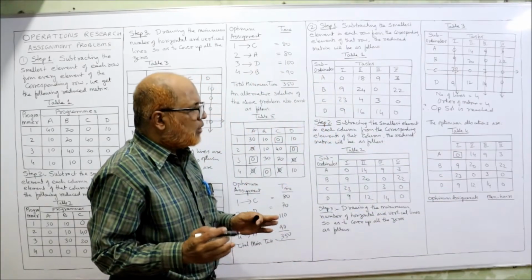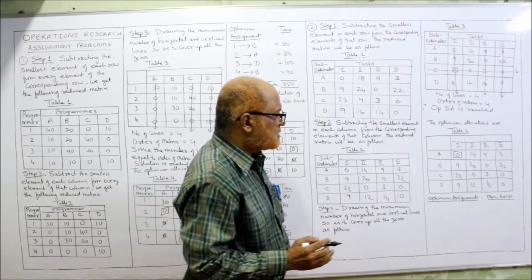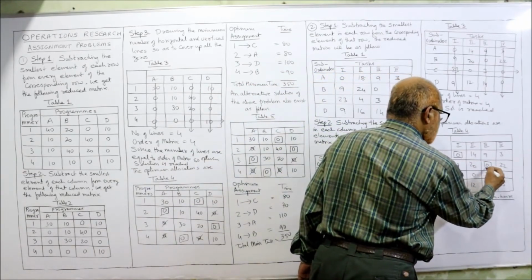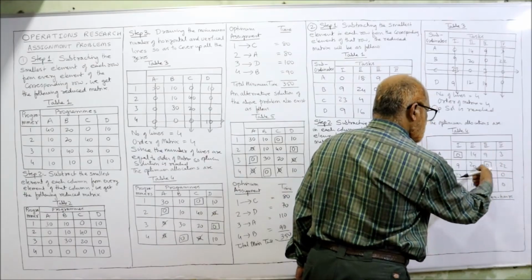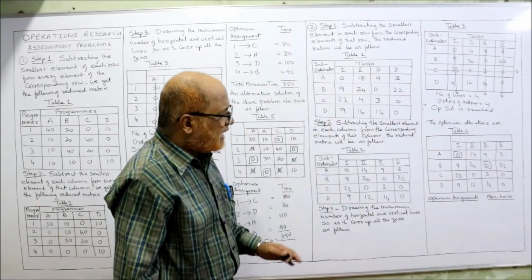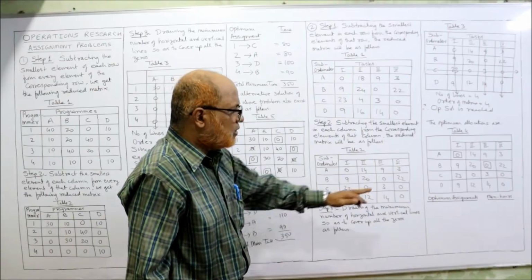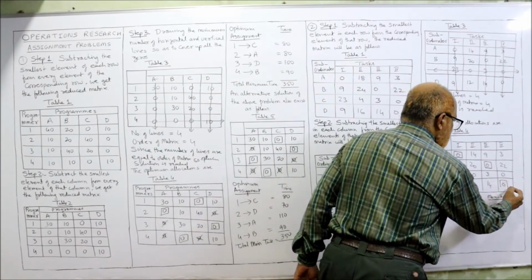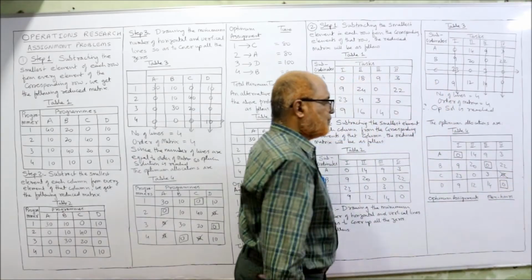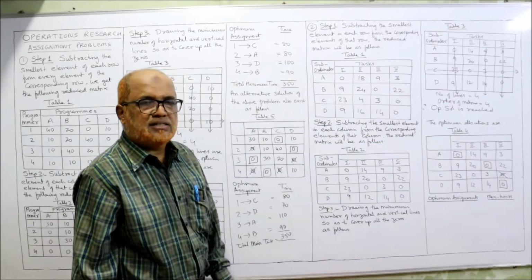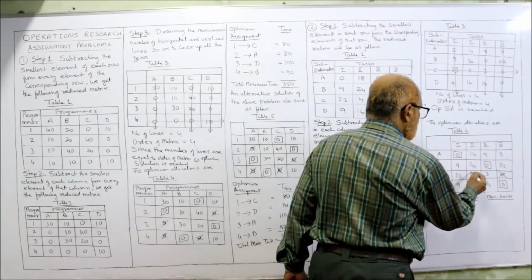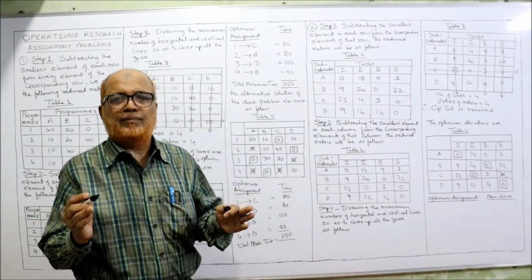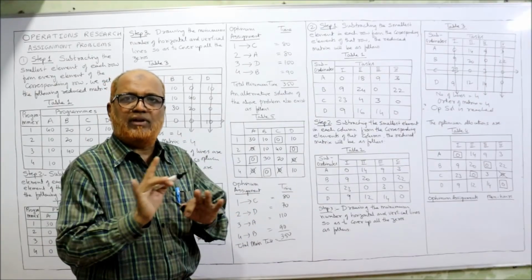Now check any other row having a single 0. Yes, in the B row only 1 zero is there. Assign that 0, cancel other zeros in that row and column. Check any other row having a single 0. Yes, D row we have a single 0. Assign this 0 and cancel the other 0. Any other row having a single 0? C. Only 1 zero. We have not applied any arbitrary rule. Every time we are having a single 0 and we have assigned.